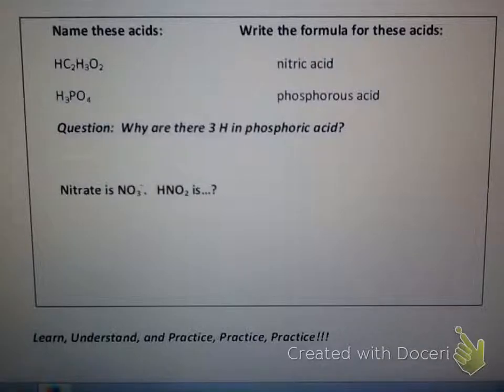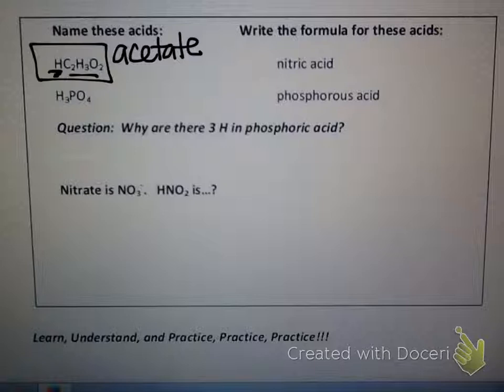So let's do some examples. Notice here we have a neutral compound. It starts with hydrogen, but it's got multiple atoms. It's a polyatomic anion acid. This is an oxyacid. C2H3O2 is acetate. This part. But notice that it's neutral with hydrogen. We're going to name it as the acid. Because it ends in -ate, we remove the -ate and add -ic acid. So acetate becomes acetic acid. Not too bad, right?